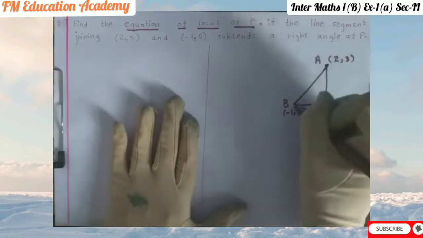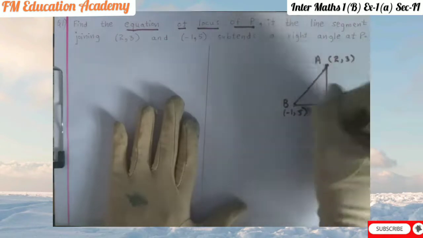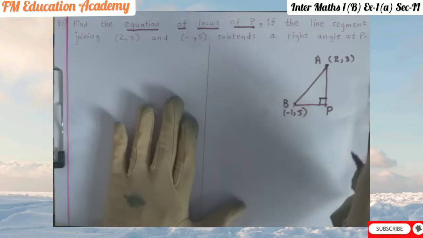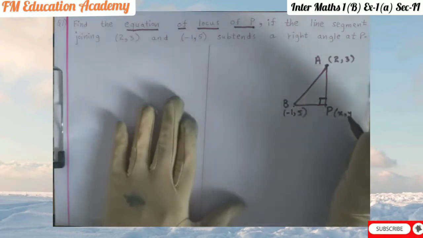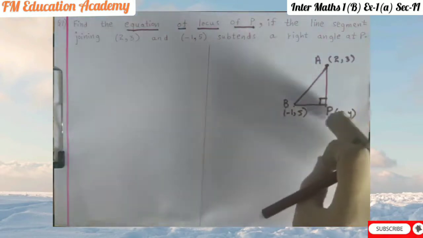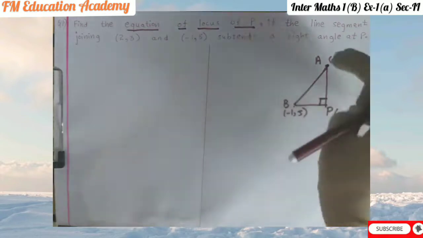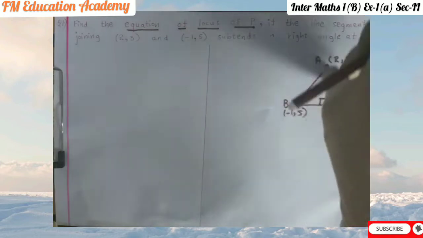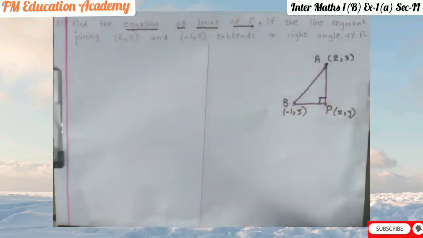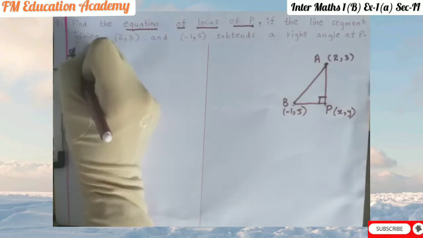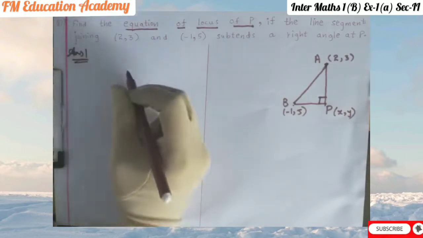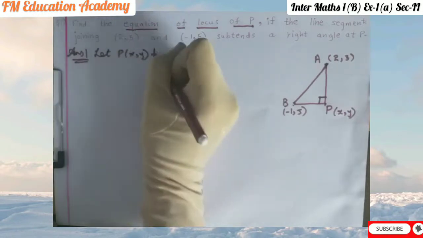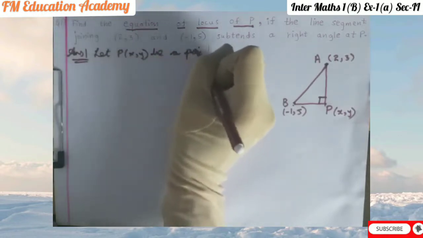From these 2 points, there are line segments and they are subtending, that is, they are making a 90 degrees angle at a point P. And that point P (x, y) will be called the locus. So here we have to find the equation of locus of P, when the 2 line segments are making a right angle at P. So as usual, what will be our first step? We have to assume P to be the locus. So let P (x, y) be a point on the locus.